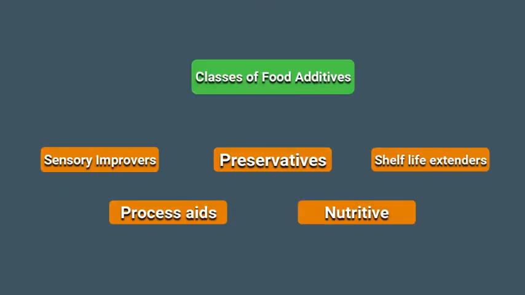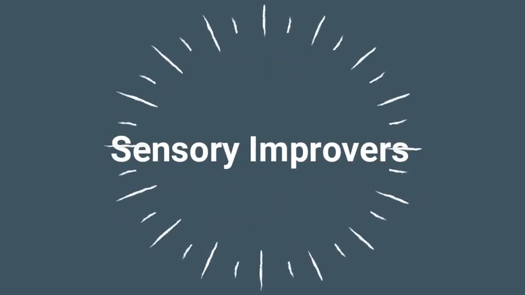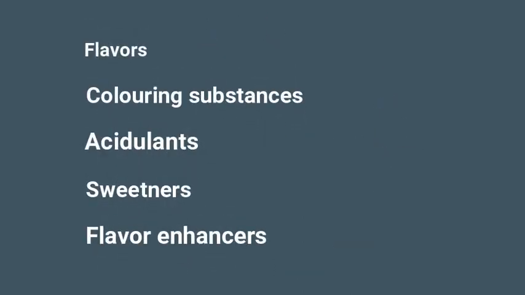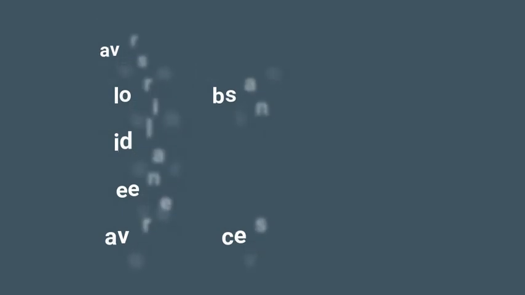Food additives can be divided into various forms. Here we divide food additives as sensory improvers, preservatives, shelf life extenders, process aids and nutritive. Sensory improvers. Flavors, coloring substances, acidulants, sweeteners, and flavor enhancers are regarded as sensory improvers.